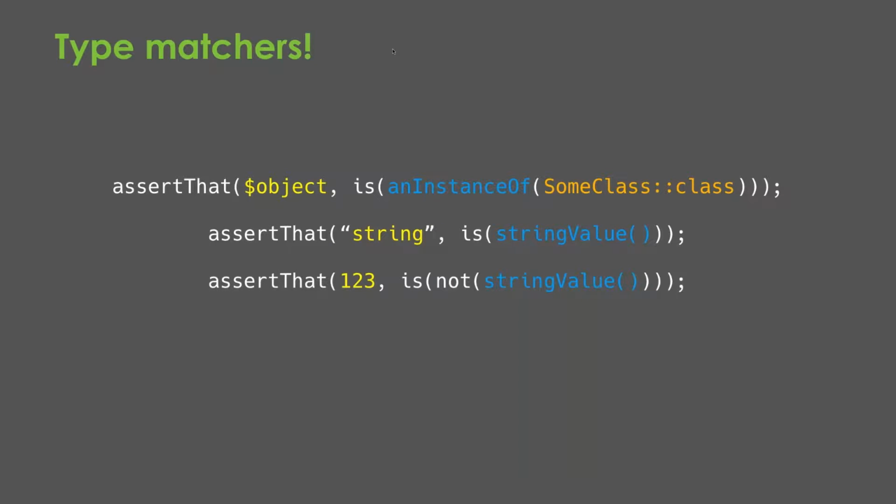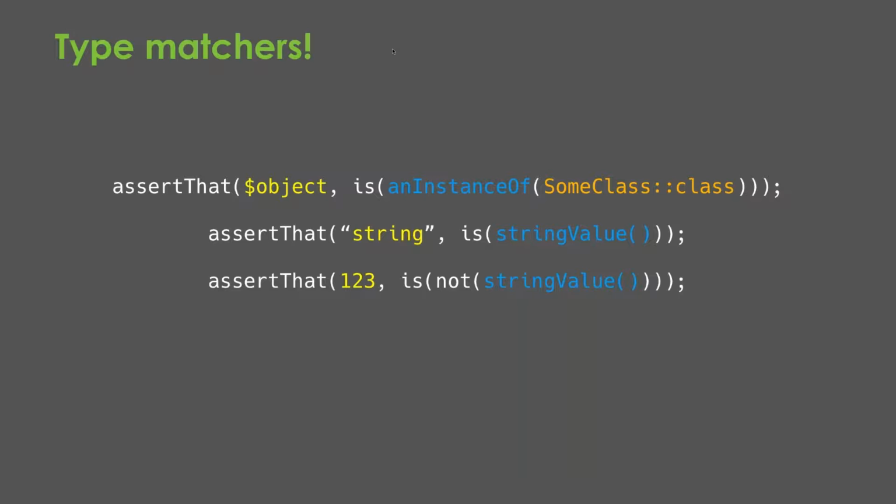Type matchers, exactly what you think they are. Assert that $object is an instance of some class. Assert that string is string value. You can also wrap any matcher in a not, which just inverts the meaning. So is not string value, that works fine as well. There are similar matchers for all the other types in PHP as well: int value, float value, null value, array value, and so on.